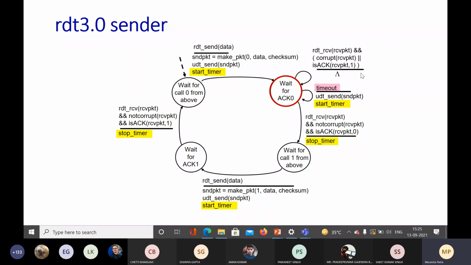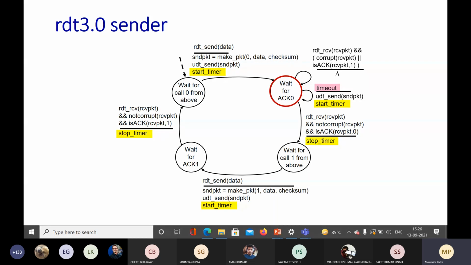Now there can be something else that can happen. We have seen in the last FSMs that probably an acknowledgement packet is received, but either the packet is corrupted or the sequence number in it is not the one that the sender was expecting. That is, the sender is waiting for the acknowledgement of packet number 0, but it has received the acknowledgement for packet number 1. Okay, so in that case it will simply keep waiting for the acknowledgement of packet number 0 that was sent.